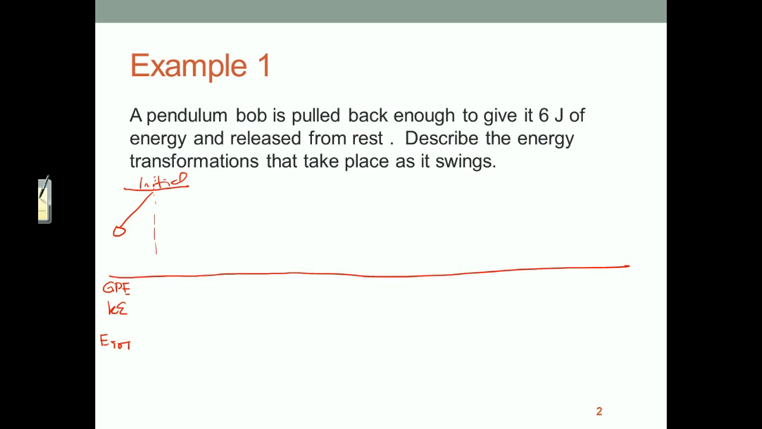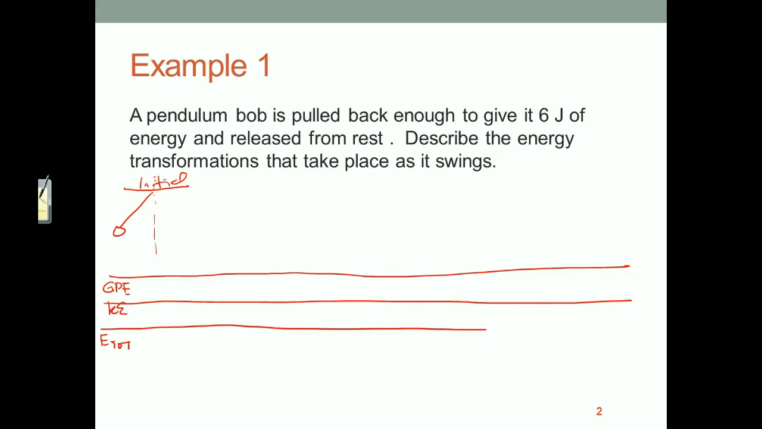Better. Better again. Good enough. Okay. We are told at this point it's given 6 joules of energy and it's released from rest, which means it's not moving. Therefore, it cannot have any kinetic energy, so our GPE has to be 6 joules.